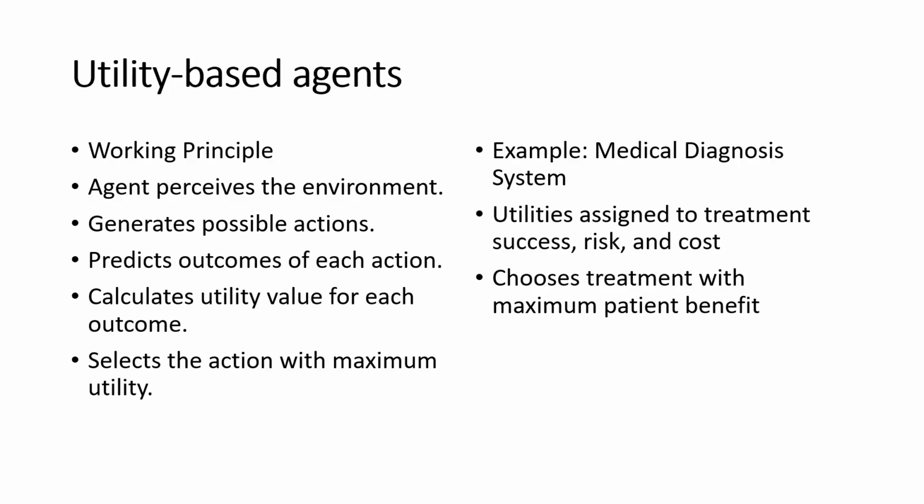Next, this is the explanation of the utility-based agent we already discussed. That is, the agent perceives the environment, generates all possible actions, predicts the outcomes of each action, calculates the utility value for each outcome, and selects the action with the maximum utility. For example, in a medical diagnosis system, utilities are assigned to treatment success, risk and cost. So these are the performance measures we have considered: treatment success, risk and cost, and a utility value is also assigned to all these cases. Then it chooses the treatment with the maximum patient benefit.